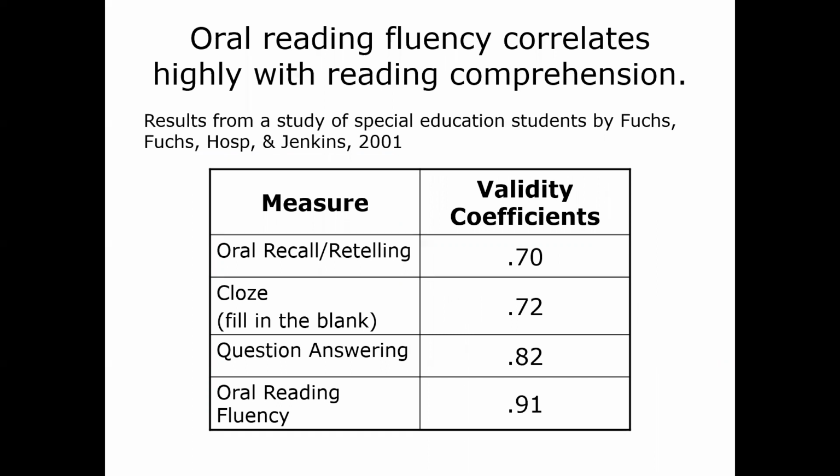This is one study, although there are many, many studies finding this same information. So this particular study was done on special education students. And on the left-hand side of the table, you see the measure, the way that we measure comprehension: recall, cloze, question answering, and so forth. And the right-hand column tells you the validity coefficients. Now, statisticians tell us that something is highly correlated if it is 0.6 or higher. So all of these measures are highly correlated with how students perform on a standardized comprehension test. But as you can see, the last item is oral reading fluency, and it is the highest correlator.